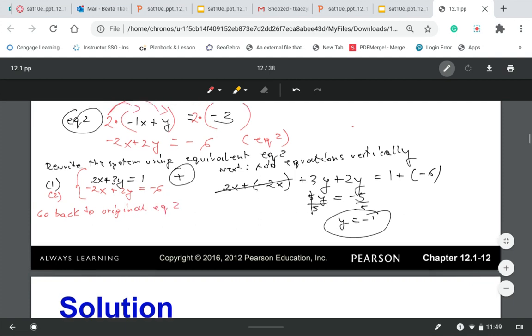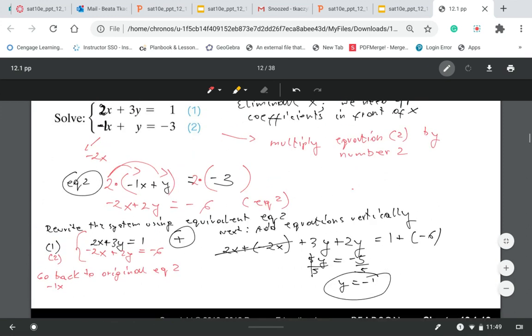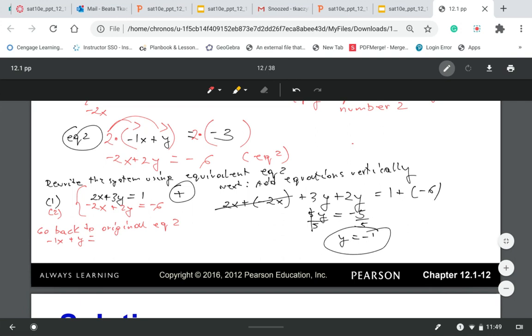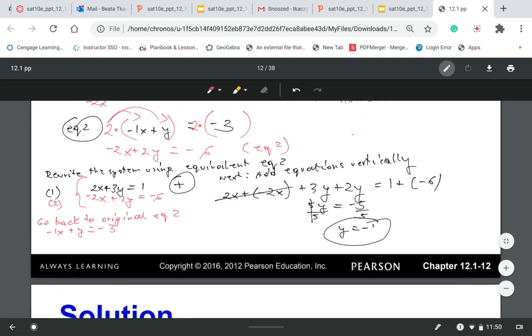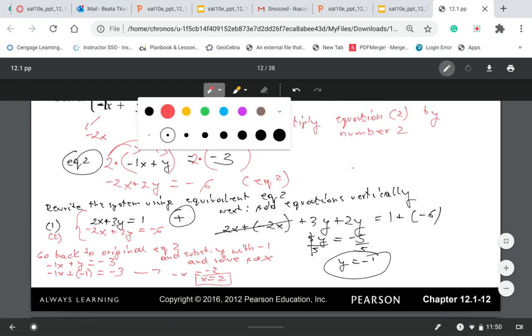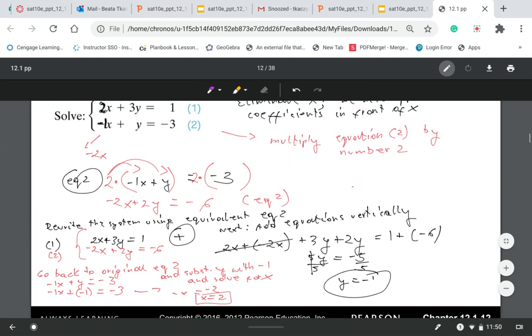Go back to the original equation 2, which is negative 1x plus y equals negative 3, and substitute y with negative 1 and solve for x. So we have negative 1x plus negative 1 equals negative 3. That will give us negative x equals negative 3 plus 1, which is negative 2, so x equals 2. So when we find x and y, the solution is the point (2, -1).